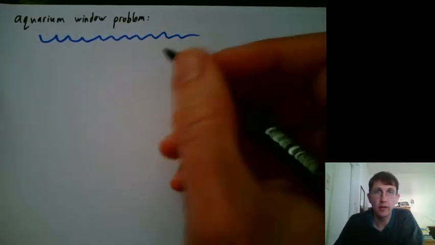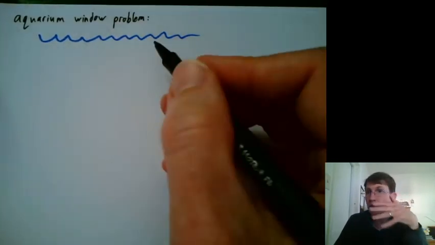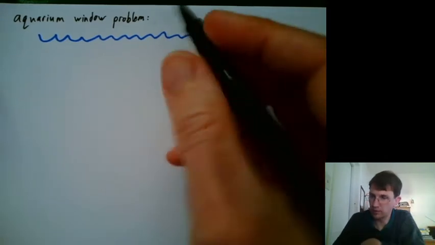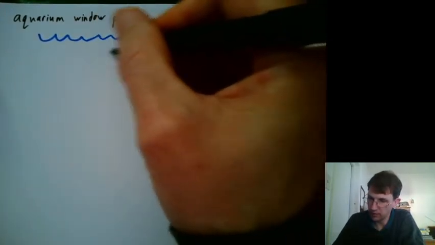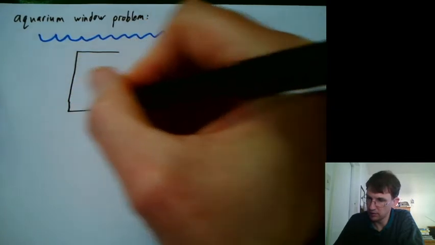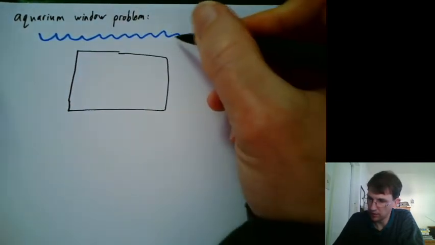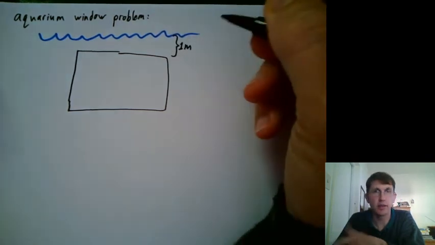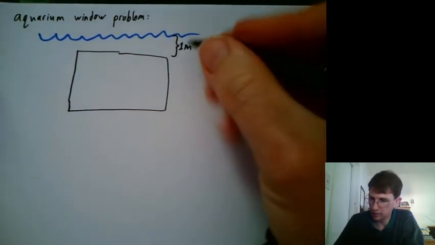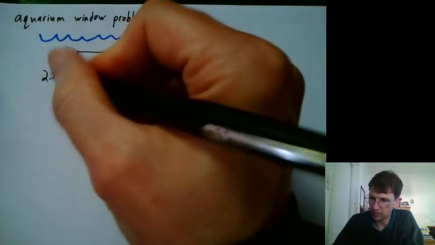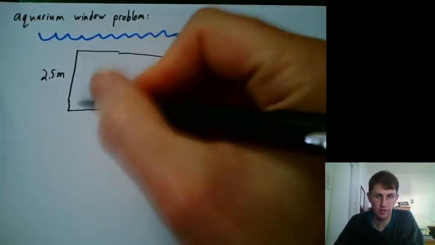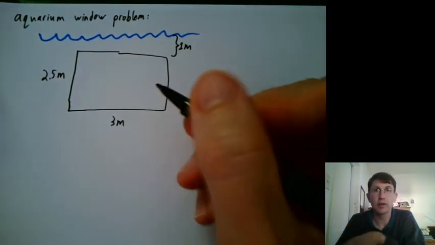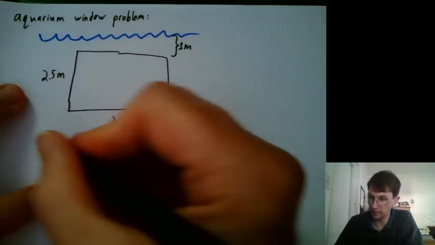So let's draw a diagram of that problem. The surface of the water wasn't even visible in that picture. It's got to be maybe a meter above the top of that window. So we'll have a window here. And from the surface of the water to the top of the window, let's just guess that that's something like a meter. And we don't know the exact dimensions. Let's say 2.5 meters tall and 3 meters wide. And we want to compute the total force on the glass.